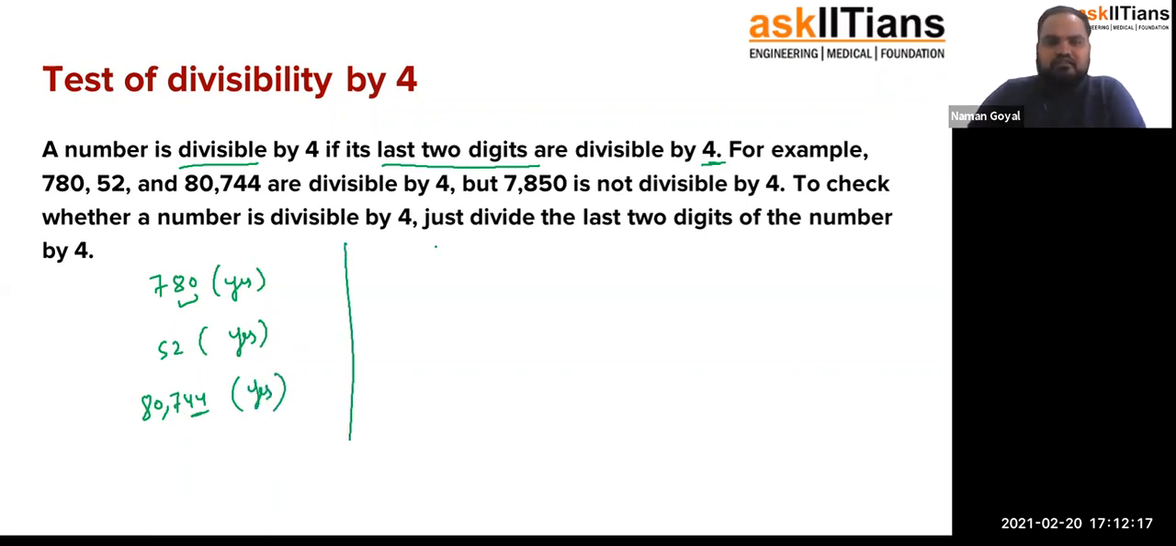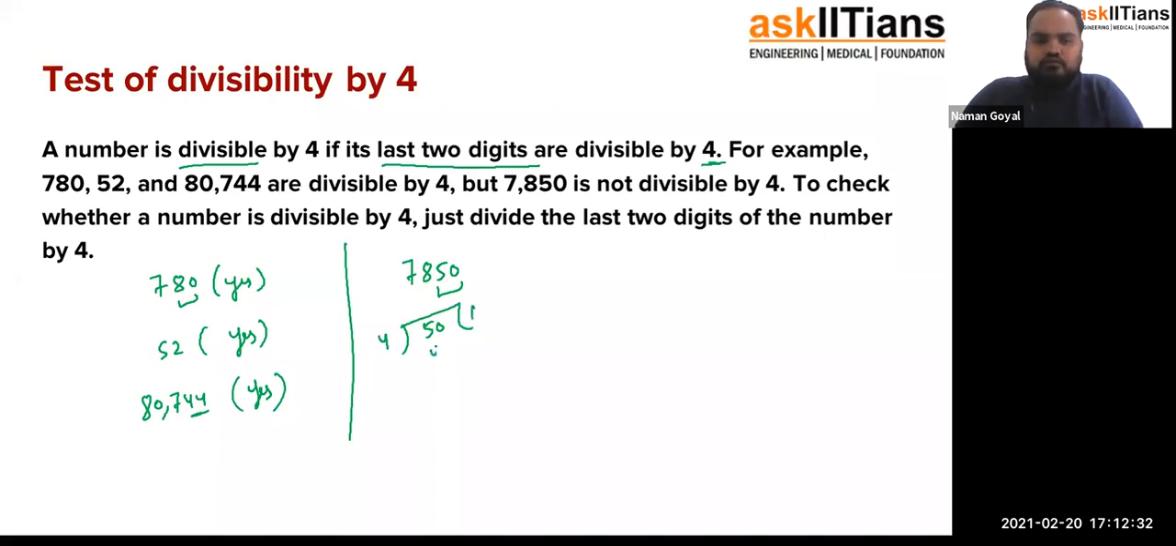Okay, now next what we have to take? We have to take 7850. So tell me, the last two digits are what? 50. So check whether 50 is divisible by 4 or not.